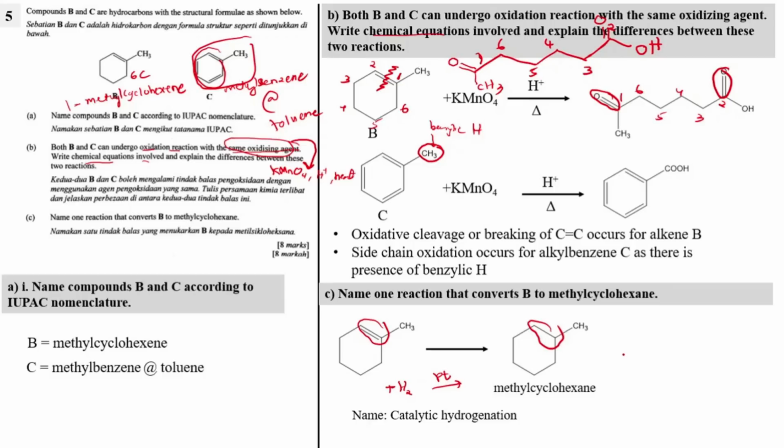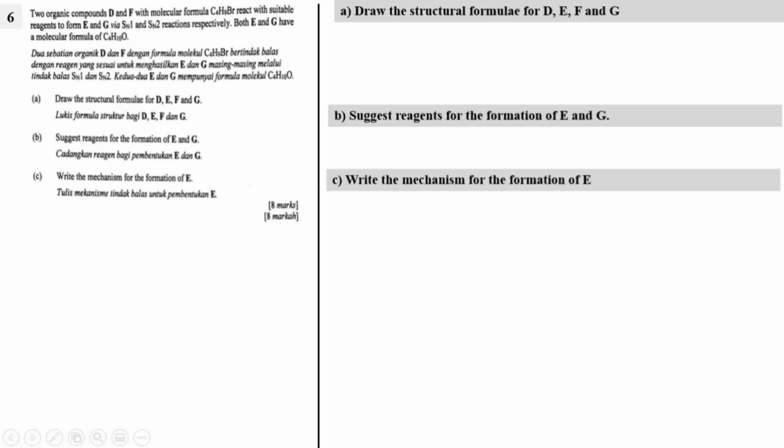Or you can say that it can undergo the process of reduction because it is accepting hydrogen in order to form an alkane. So both of these answers will be accepted. Okay, that's all for question number 5. So now we're going to look into question number 6.